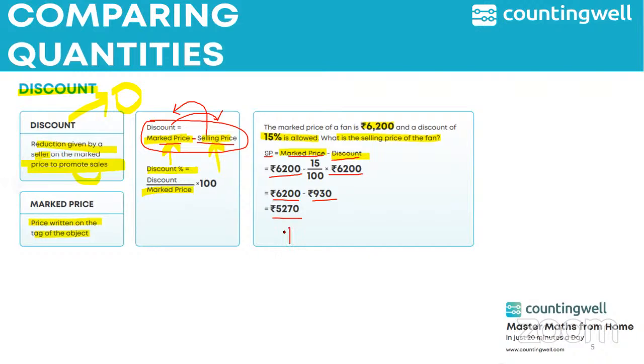So this is the selling price. What was the marked price? Marked price is 6,200. And the selling price is 5,270. That means when you will find the discount will be 6,200 minus 5,270. This is what is meant by this result.